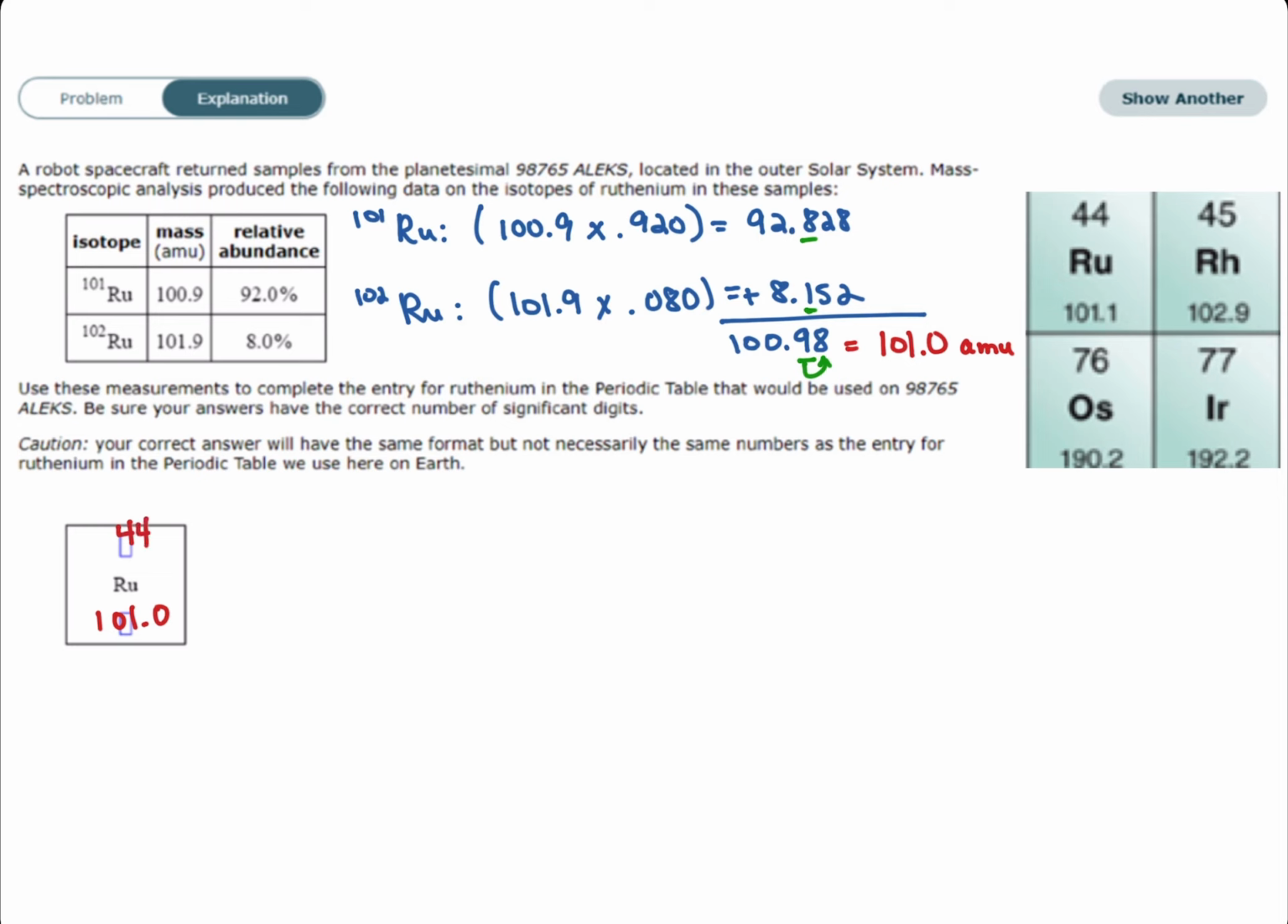So when you are trying to figure out the average atomic mass, you just want to make sure that you're multiplying the mass by the relative abundance. Don't forget to change that to a decimal. And you want to keep mental notes of your significant figures to the very last step. Good luck and keep practicing.